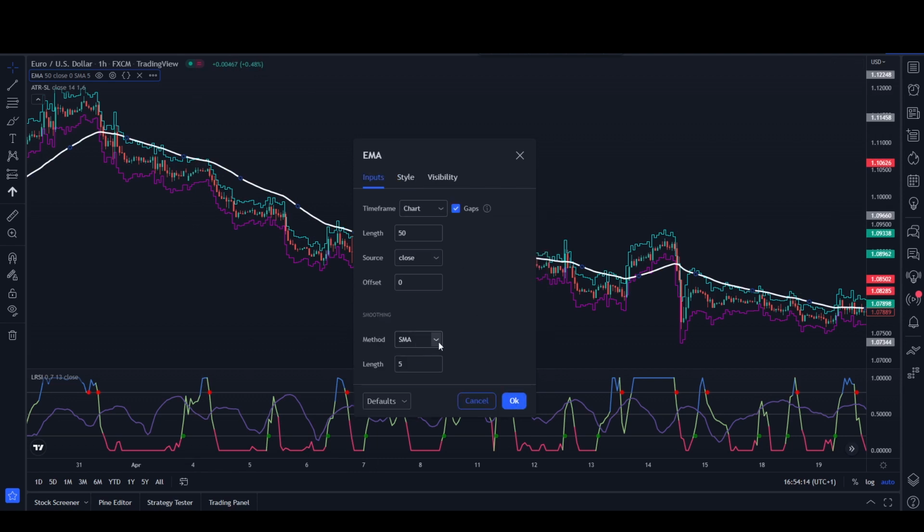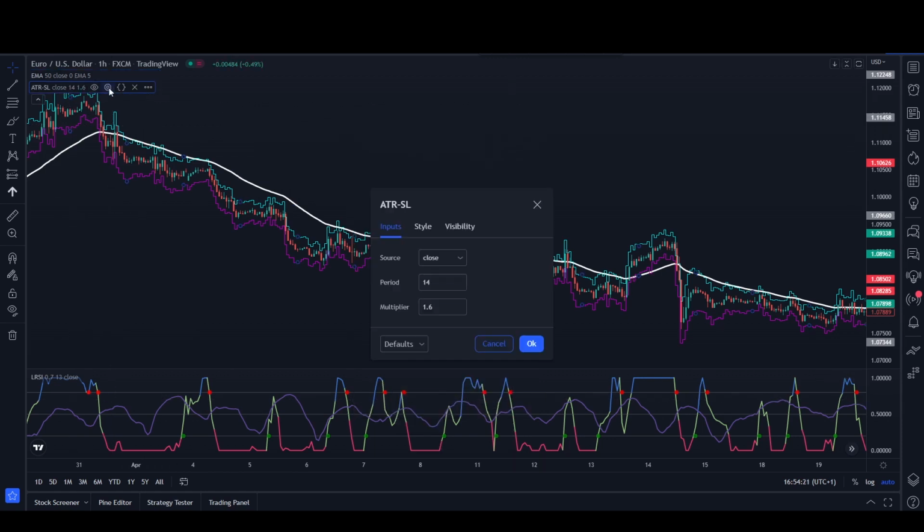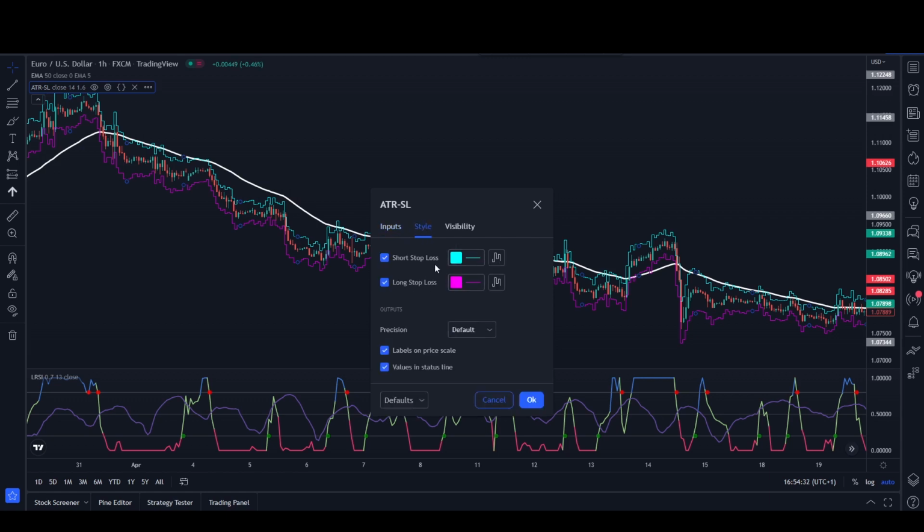You're going to change the method to EMA and then you click OK. Then the ATR stop loss, the settings of that will remain the same. So it's a 14 period RSI with a multiplier of 1.6. Feel free to change the colors, but I'm going to leave them like this.